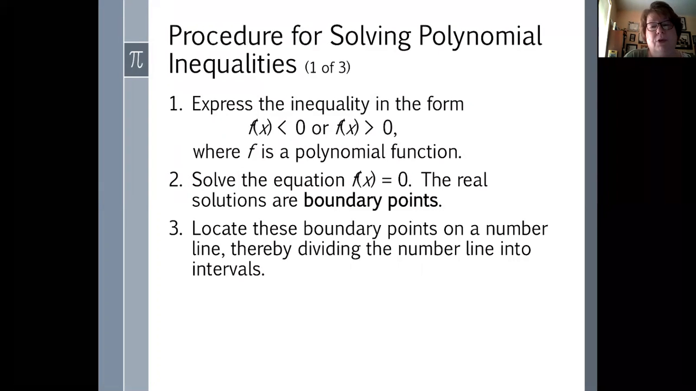The second step that you're going to use to solve polynomial inequalities is to solve the equation f of x equals 0, using whatever technique is necessary for solving that polynomial equation. This will find your boundary points. Any real number solutions to this equation will be your boundary points. Step 3, you're going to locate these boundary points that you found in step 2 on a number line. And these boundary points are going to divide your number line into intervals.